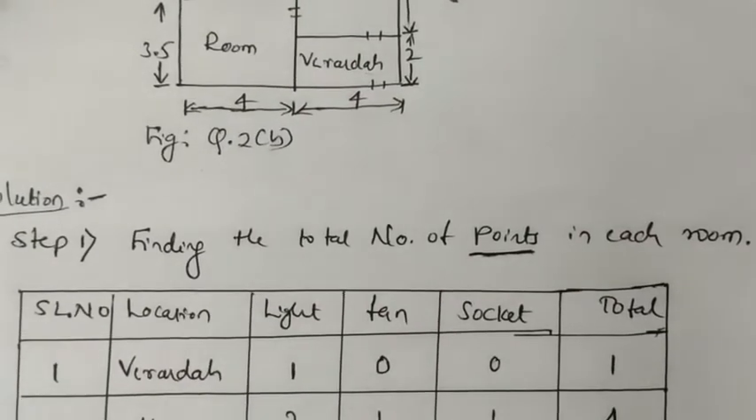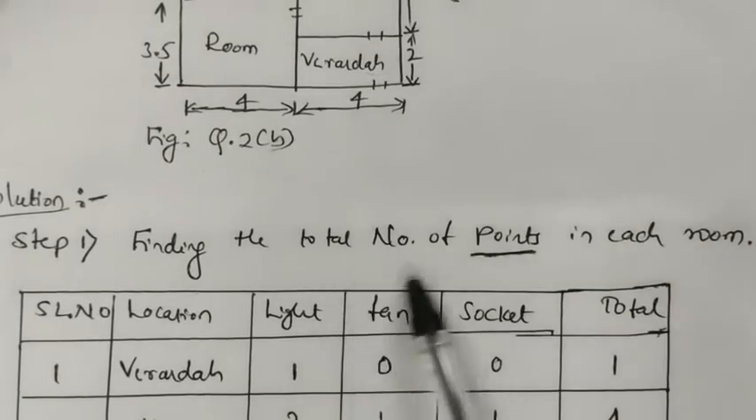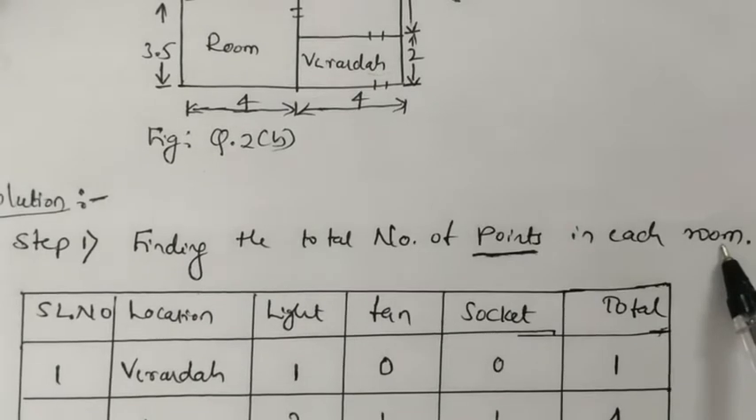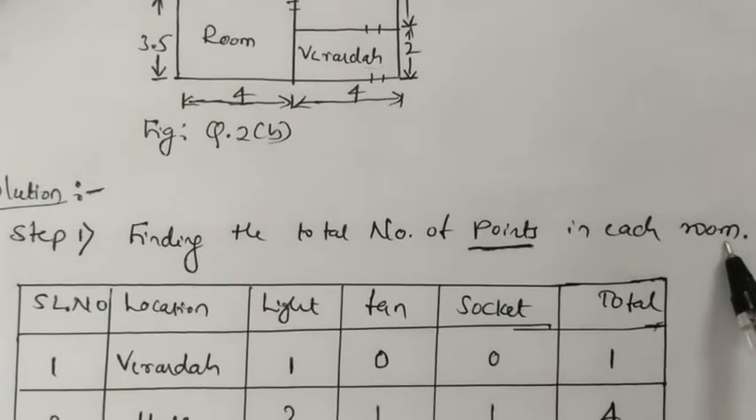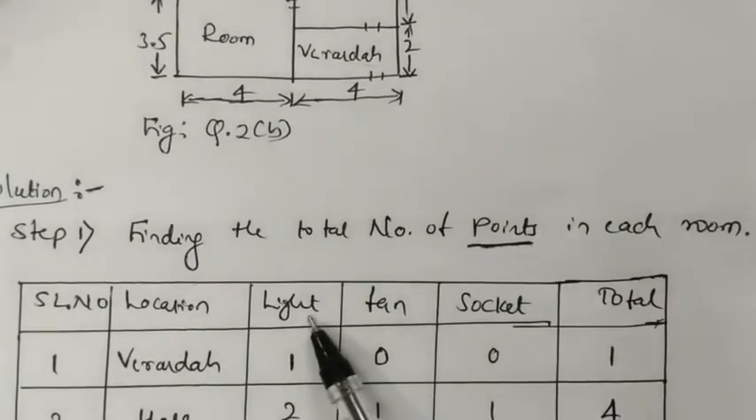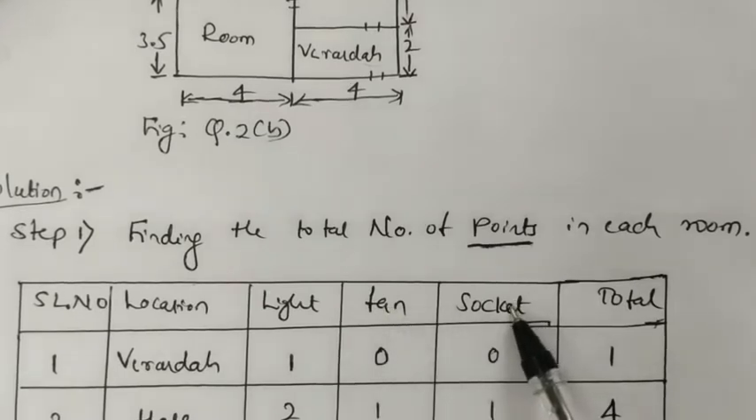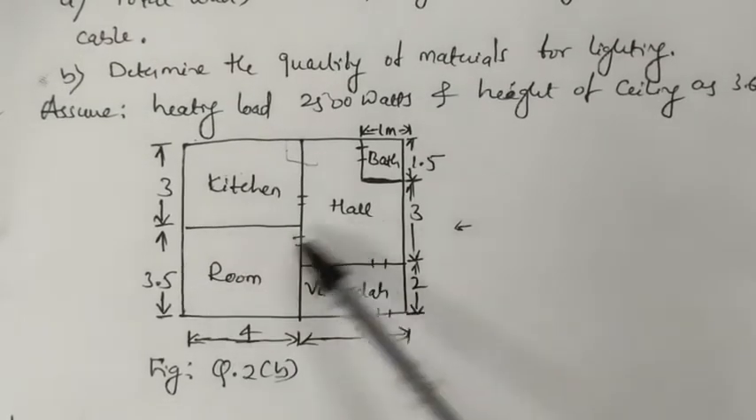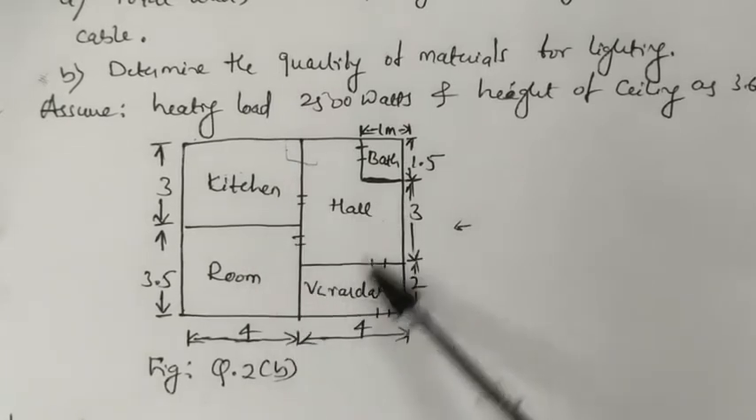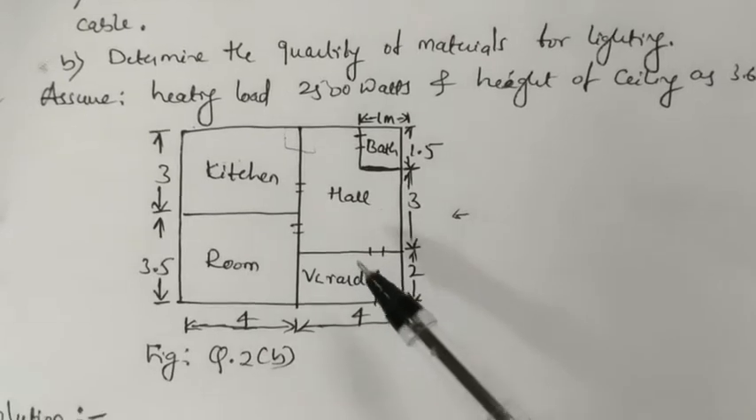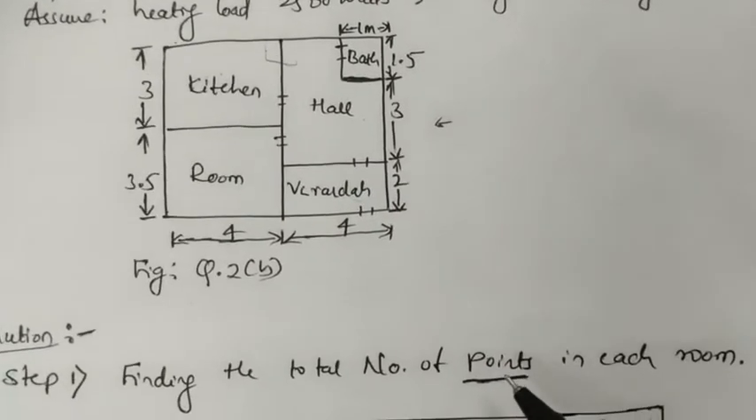So the first step is finding the total number of points in each room. Finding the total number of points in each room means how many number of lights we are using, how many number of fans we have to take, and how many number of socket points we have to take. So this is nothing but lighting circuits. So in this layout, how many number of lights, how many number of fans, and how many number of socket points should be taken.